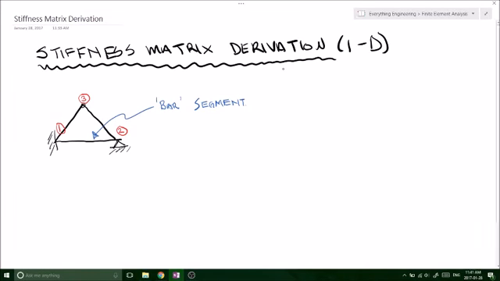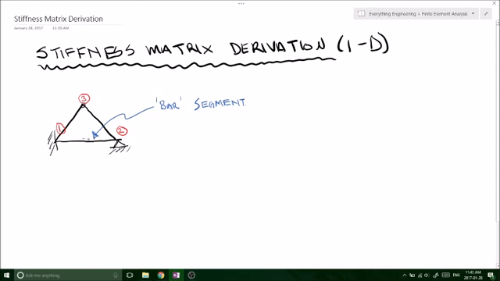Today we are going to be looking at finite element analysis, and we're going to be deriving the stiffness matrix K. So if you look down here, we've got this classic truss example. We've got three elements, a fixed support, a hinge at node 3, and a pin support at node 2.